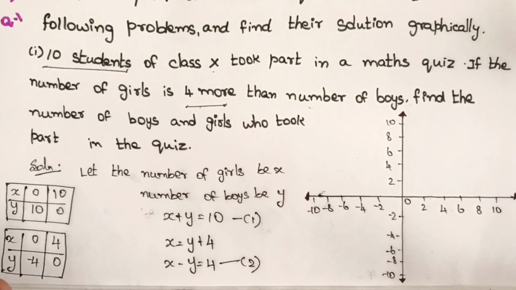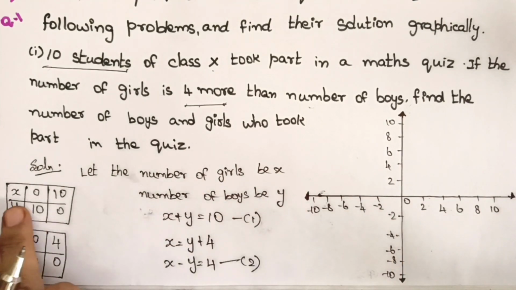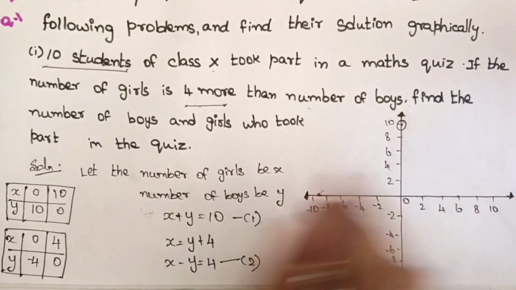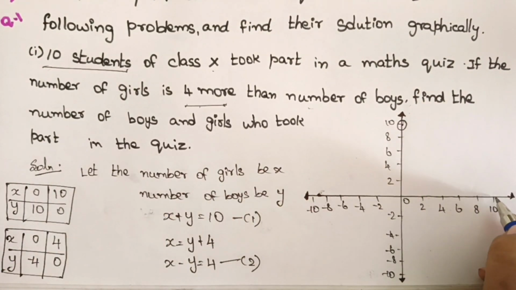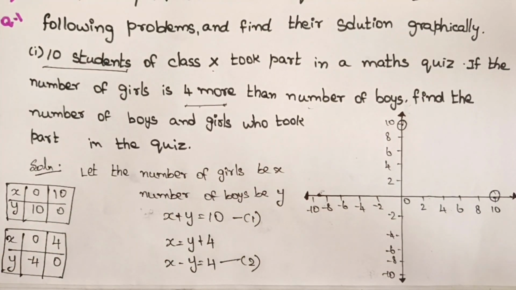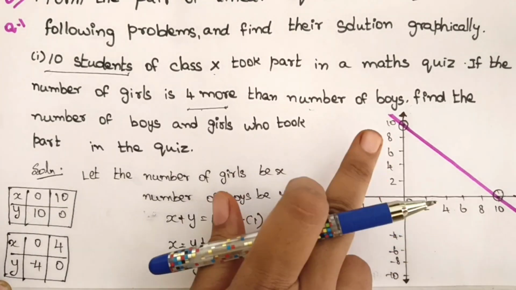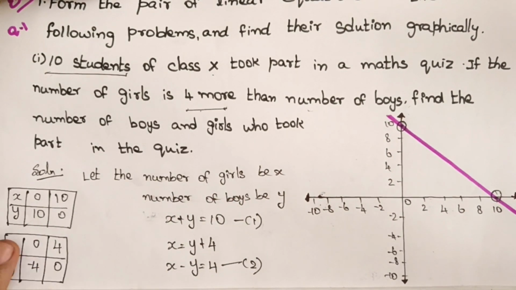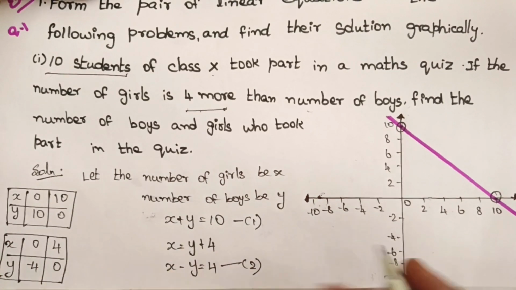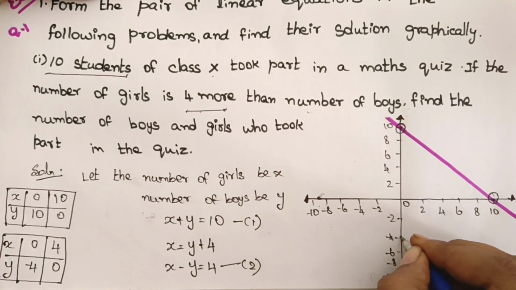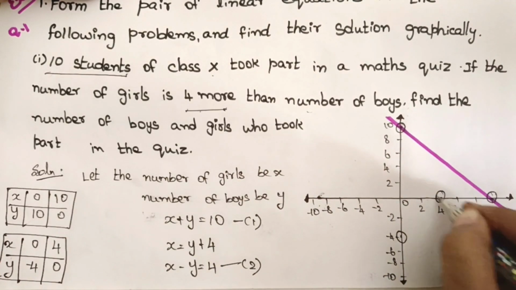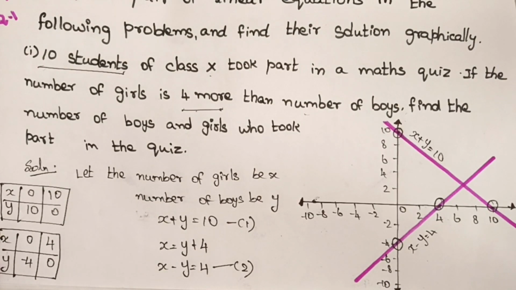Now we are going to plot the points on the graph. 0, 10. Here it is. Next one, 10, 0. Where is it? 10, 0. So it forms a straight line. Second equation, 0, minus 4. Where is it? Here it is. 0, minus 4 and 4, 0. So this forms a straight line.